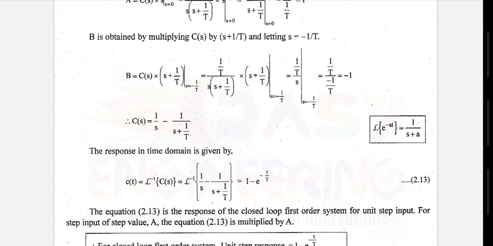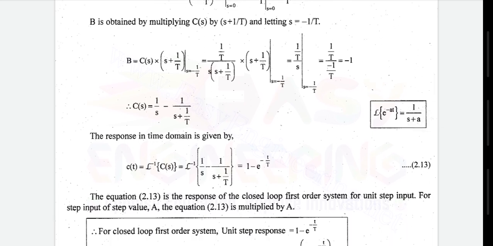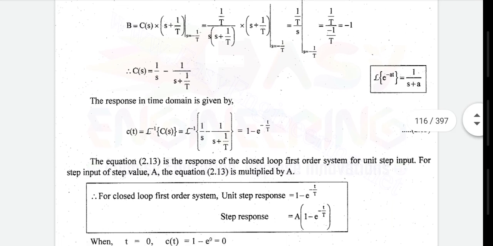So inverse Laplace transform of 1 by s, what is the value? 1. Okay, similarly inverse Laplace transform of 1 by s plus 1 by t is nothing but e power minus t by t. This is nothing but Laplace transform of e power minus at ఫార్ములా ఏంటమ్మా? 1 by s plus a. అవునా, దీనికి మనం లాప్లాస్ ఇన్వర్స్ చేస్తే ఏమొస్తుంది? e power minus at, కాబట్టి e power minus t by t. Okay, so like this you have obtained the unit step response for the first order system.